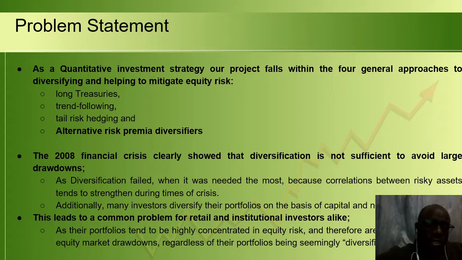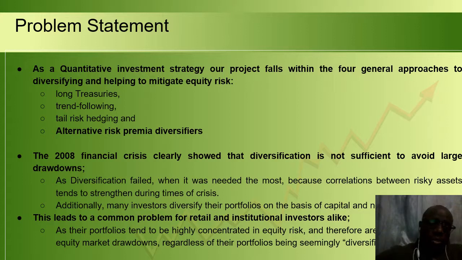Our problem statement reads as follows. We took a quantitative investment strategy approach. Looking at quantitative investment strategies, our project falls within the 4 general approaches, mainly the alternative risk premium, diversifiers. But the other three are long treasuries, trend following, and tail risk hedging.